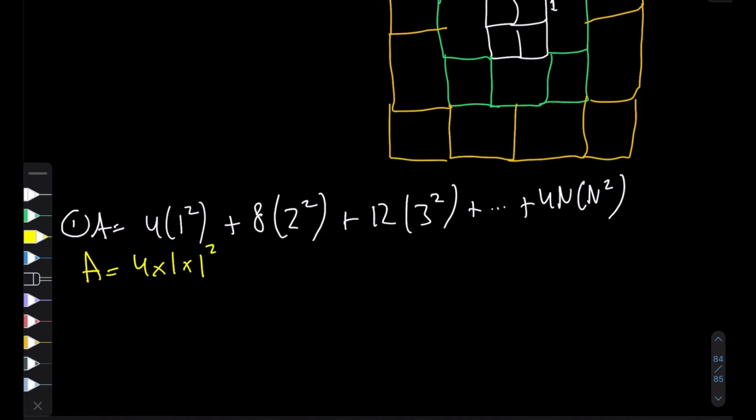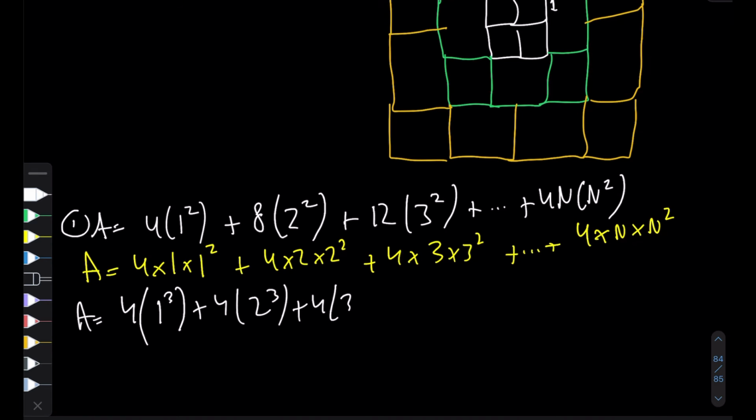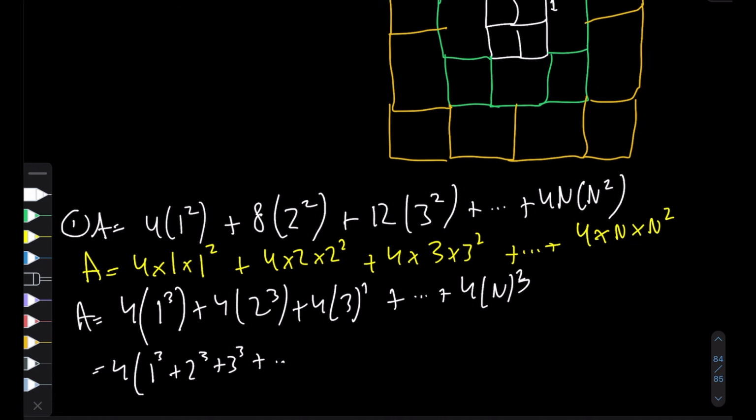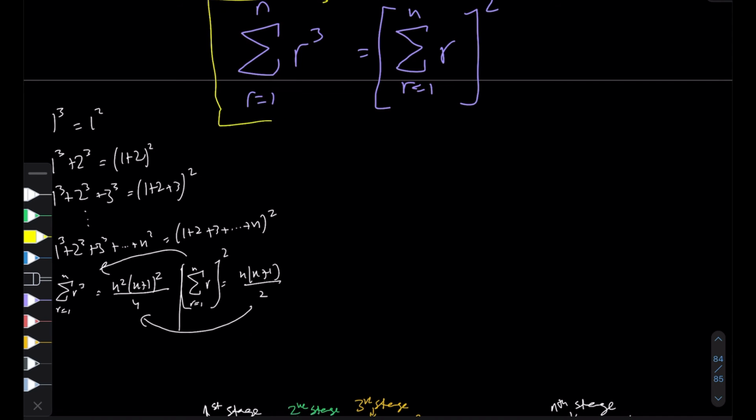it so turns out that this is 4 multiplied with 1 multiplied with 1 square, plus 4 multiplied with 2 multiplied with 2 square, plus 4 multiplied with 3 multiplied with 3 square, and all the way up till we reach 4 multiplied with n multiplied with n square. So this would be equal to 4 multiplied with 1 cube plus 4 multiplied with 2 cube plus 4 multiplied with 3 cube all the way to 4 multiplied with n cube, right, which is actually just 4 into the sum of cubes, 1 cube plus 2 cube plus 3 cube plus all the way to n cube. So we're done with half of our deal, that we calculate the area in terms of this.